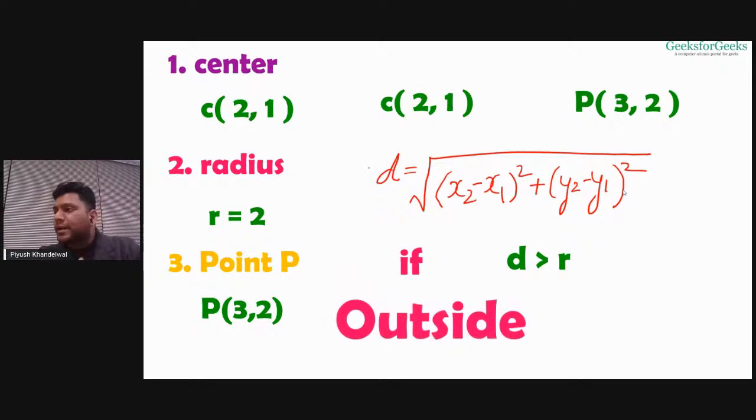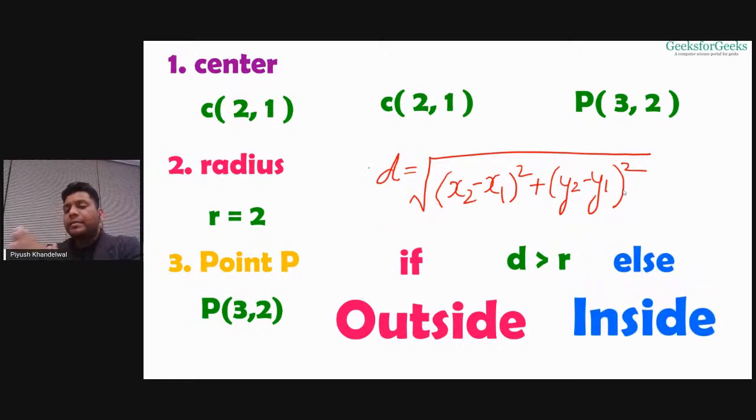If the distance is greater than the radius, I can easily say the point is outside the circle. Else, I will say the point is inside the circle. If the distance is not greater than, it is going to be less than or equal to, right? In that case, I will say the point is inside the circle. I hope you got the idea. You are given the center, the radius, and the coordinates of some point, and with these values you can use this mathematical formula to determine whether the point is outside or inside.